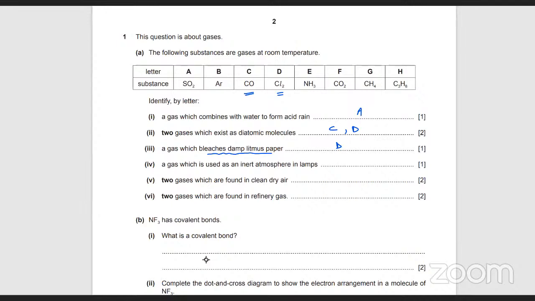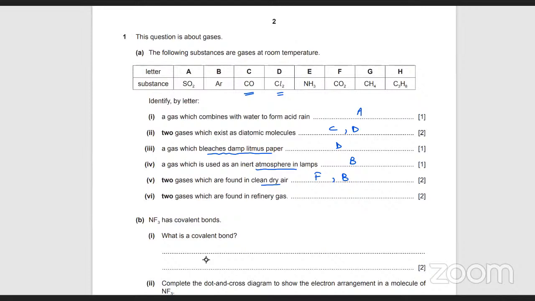A gas which is used as an inert atmosphere in labs, कौन सी gas है inert? ठीक है, that's noble gases, that's B. Two gases which are found in clean dry air. Air के अंदर इनमें से which gases would be present in air? F and B. अच्छा, F है और B है. Argon, remember, is the third most abundant gas. Nitrogen होता है first 78%, 21% is oxygen, then you have argon. Up here you've got carbon dioxide.